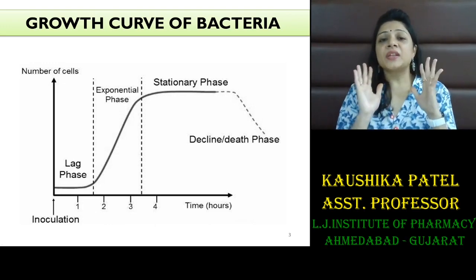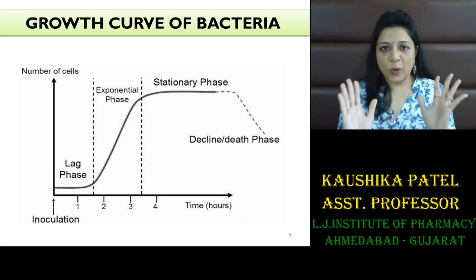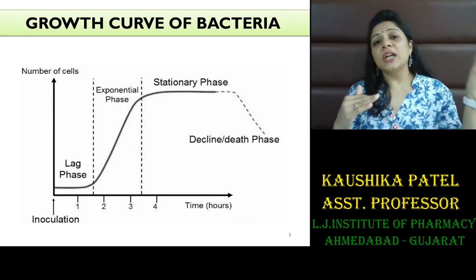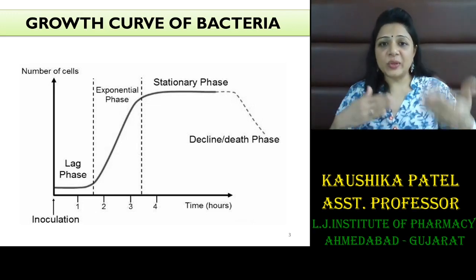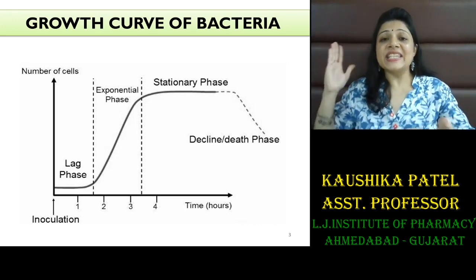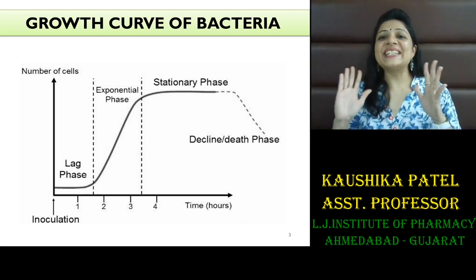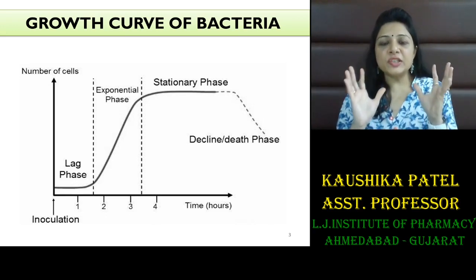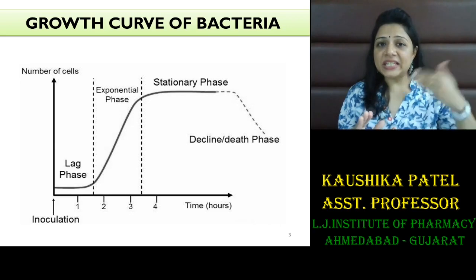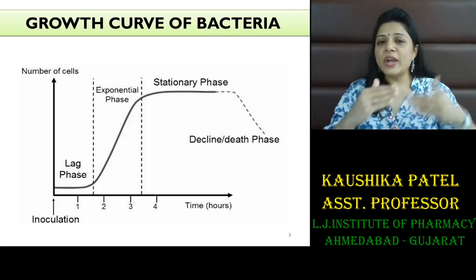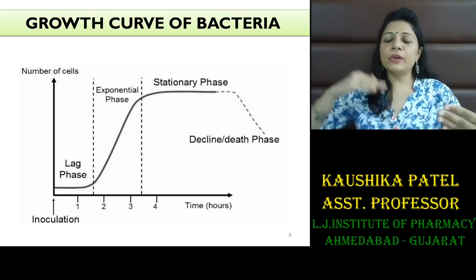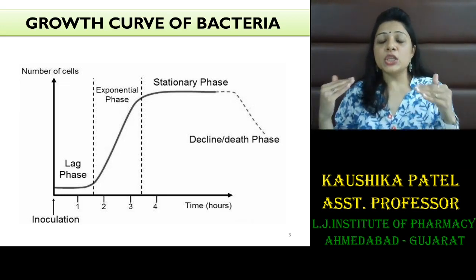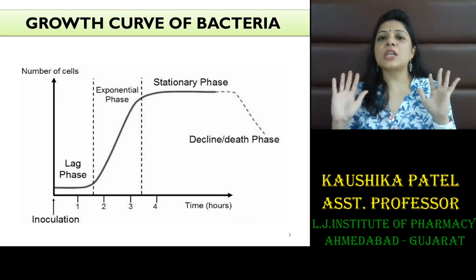Then comes the third phase, the stationary phase. Again here the increase in cell number has stopped. A plateau phase has been achieved. Why? Because the number of cells being generated is the same as the number of cells dying. The nutrients present in the culture medium are getting depleted gradually, and that's why whatever is the increase in cell number, there is the same decrease on the other side. So a stationary phase is observed.